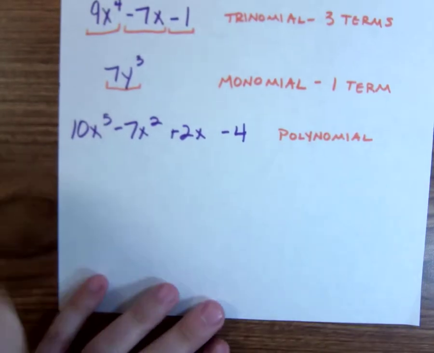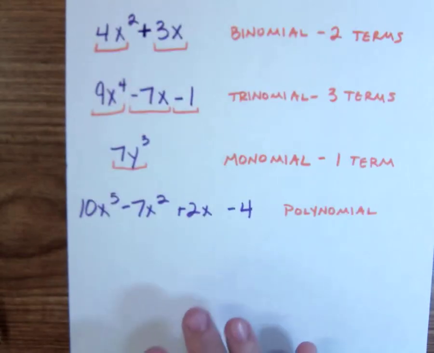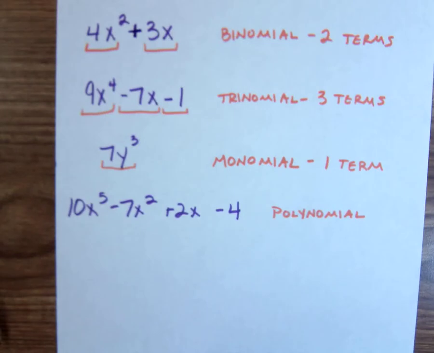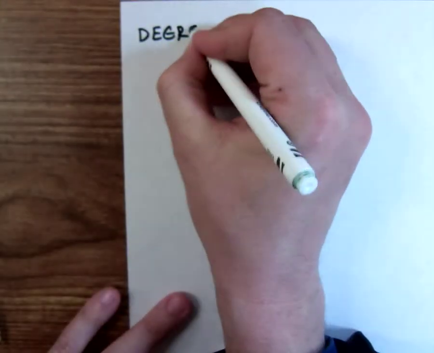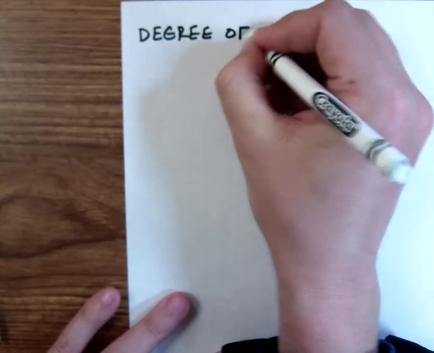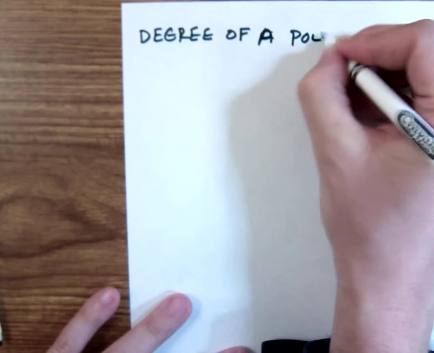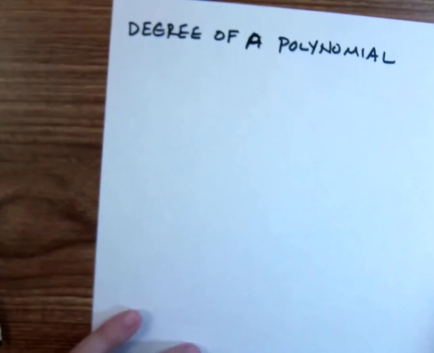Perfect. So one of the things you need to know about polynomials is how to classify them. And when I say classify them, I just mean, is it a binomial, trinomial, monomial, or none of the above? The other thing you need to be familiar with before we get into this is how to find what is called the degree of a polynomial. Oops, that's an A. Okay, you can make fun of my handwriting on that one. That was a pretty bad A.